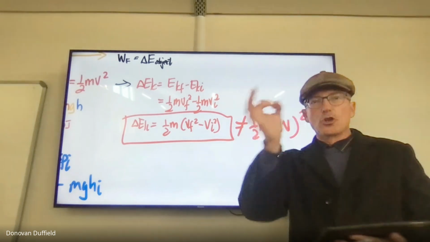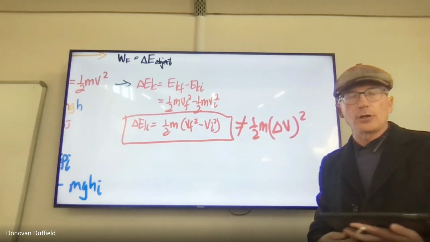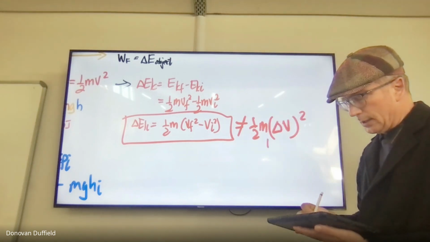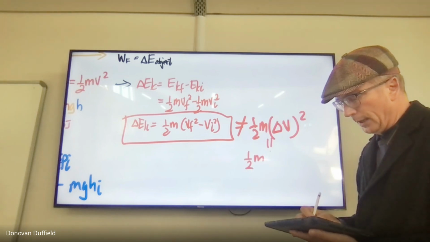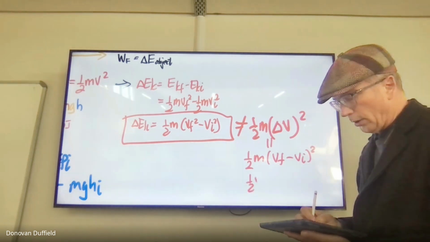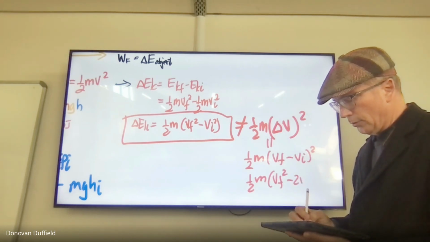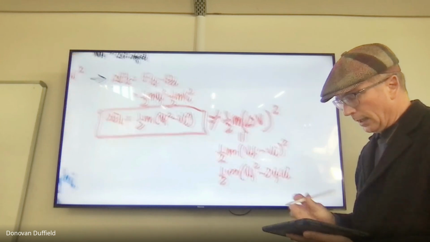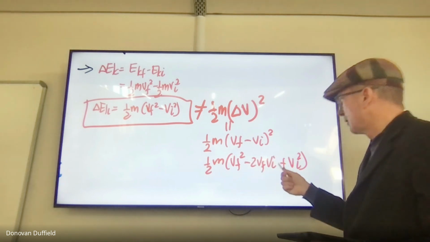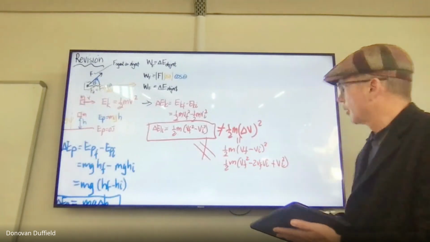But this does not equal a half m square of the change in velocity, because please don't do this, because this equals a half m v final minus v initial squared, which is a half m, and using FOIL, this becomes v final squared minus 2 v final v initial plus v initial squared. And you can see this is definitely not equal to that. So please don't make that mistake.